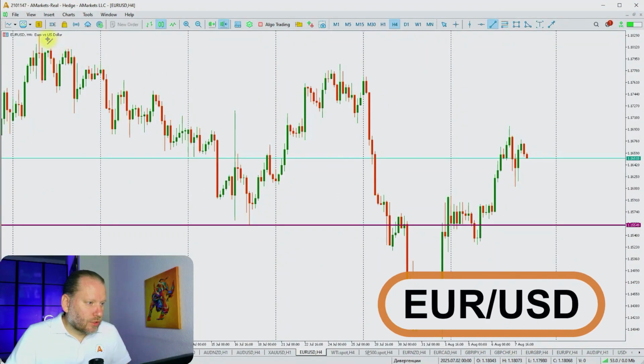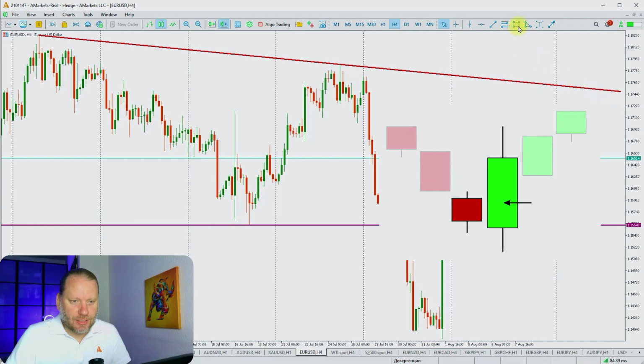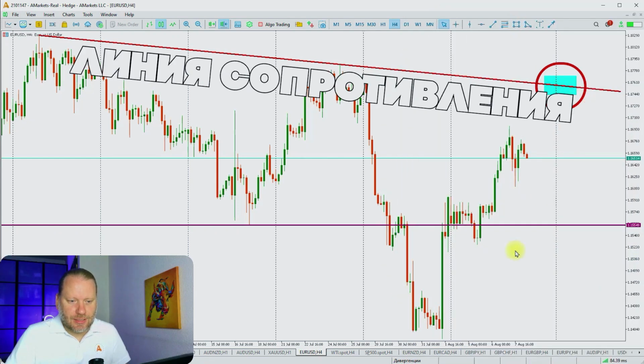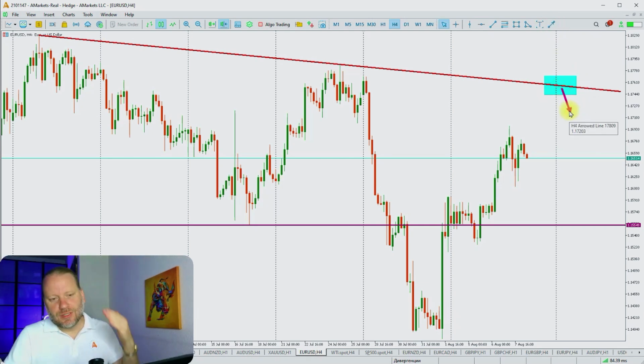On the Euro-USD currency pair, the most popular currency pair in the Forex market, a reversal from the resistance line is also shaping up. Look, this is the resistance line. The price is now approaching this line, and as soon as it approaches, here with a high probability there will be a reversal. The price will approach, you can sell and profit from the decline.